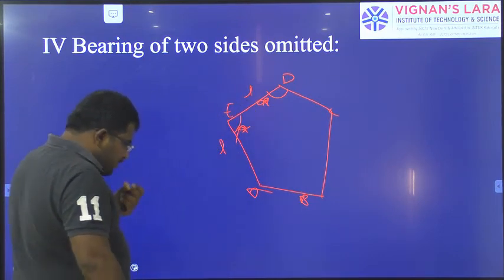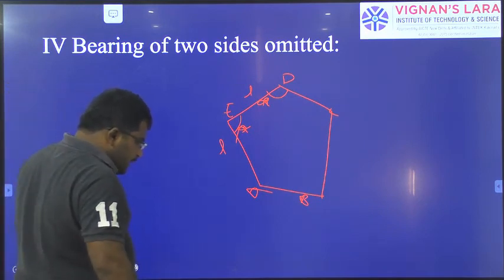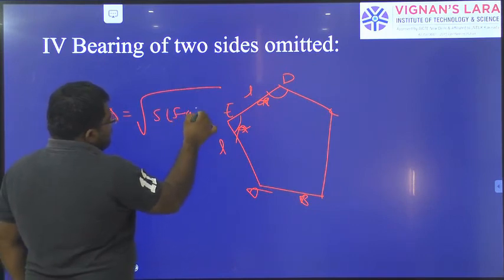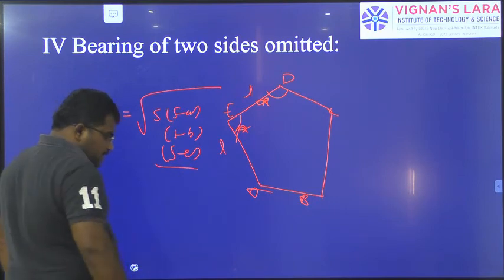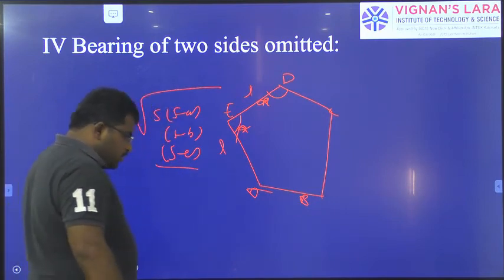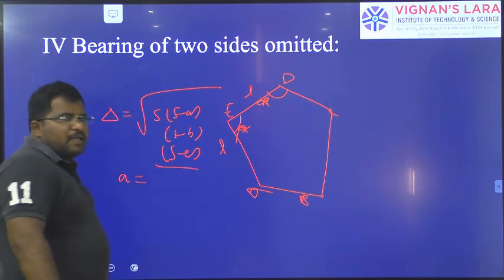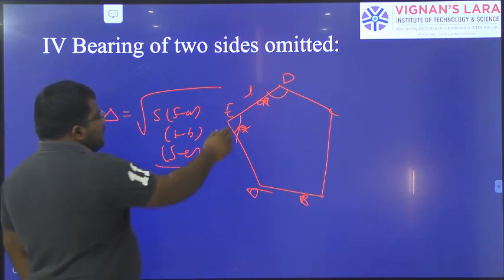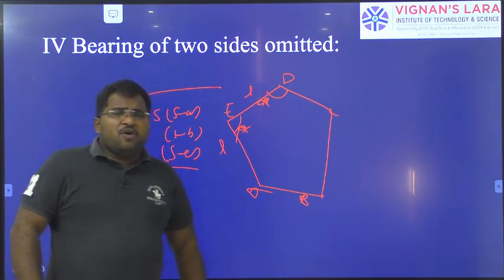So here we are going to use the area formula: delta, the total area will be equal to the square root of S into S minus A into S minus B into S minus C, okay? And then we are going to know the half of the perimeter, and we are going to know the delta values, everything. So finally we are going to calculate these two values, okay? So this is just the introduction for the omitted measurements.